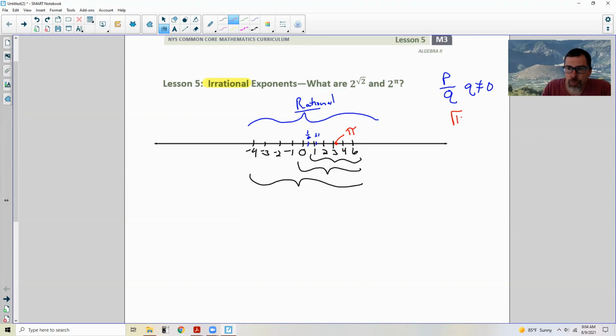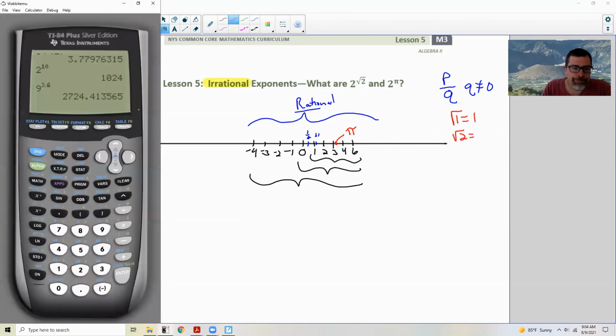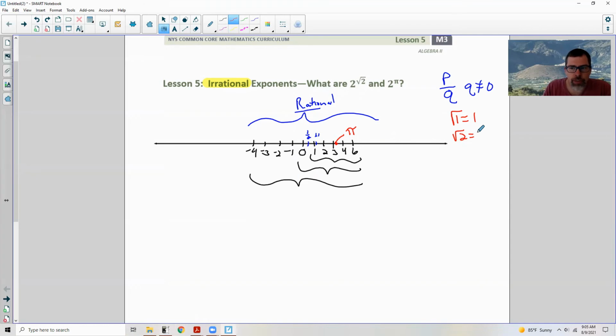The square root of 1 is 1. The square root of 2 is 1.4142, and guess what? That's going to keep going forever and ever and ever, a non-repeating, non-terminating decimal. The square root of 3, same thing. The square root of 4 is 2. The square root of 5, the square root of 6, the square root of 7, the square root of 8, the square root of 9 is 3.